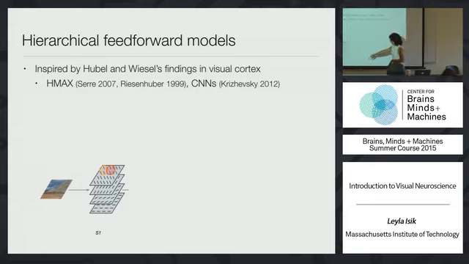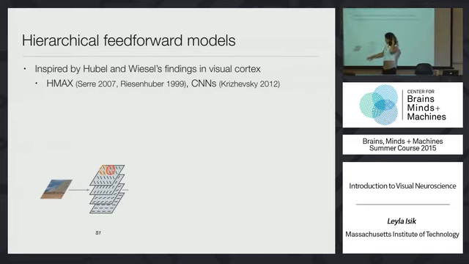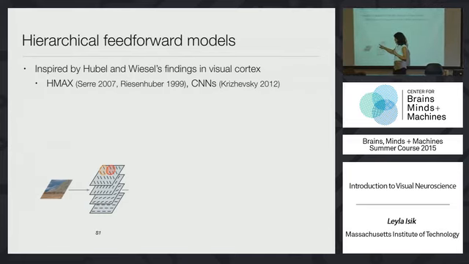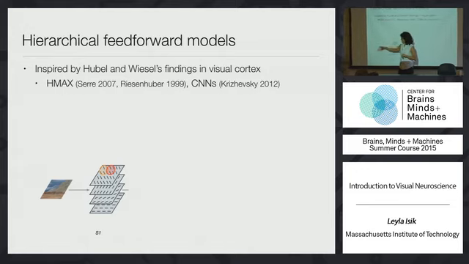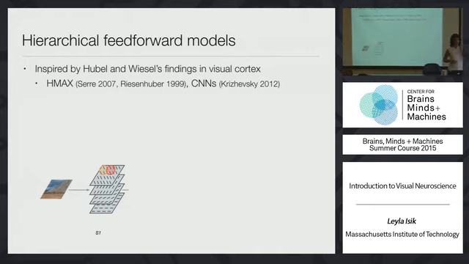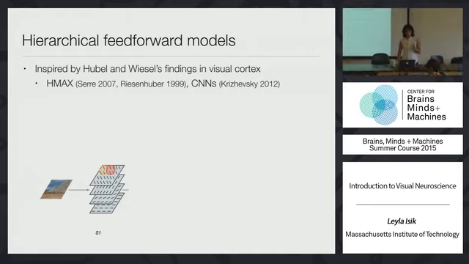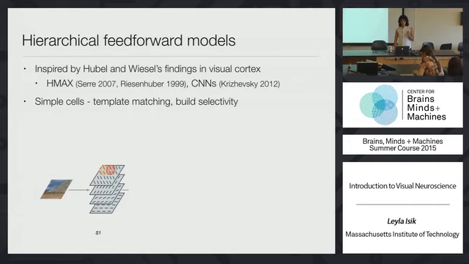You can then have a set of simple cells. Again, these are inspired by Hubel and Wiesel's findings, so they are oriented lines and edges. This cell will fire if you have an edge that's oriented like this at that part of the image. Again, it's just a basic edge detector. These perform template matching between their template, which is in this case an oriented bar, and the input image to build up selectivity.